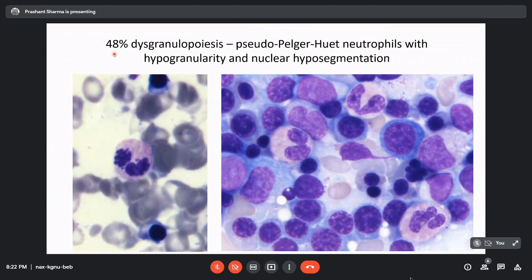As far as WBCs were concerned, there was 48% dysgranulopoiesis in the form of pseudo-Pelger-Huët neutrophils with hypogranularity and nuclear hyposegmentation. So here's a pelgeroid neutrophil, and even within the bone marrow, we can see neutrophils which are bilobed. And here, of course, are the dysplastic erythroid cells. Yeah, this one. Okay, so now the red cell findings seem to be forgotten. We're probably dealing with a case of myelodysplastic syndrome with multilineage dysplasia.